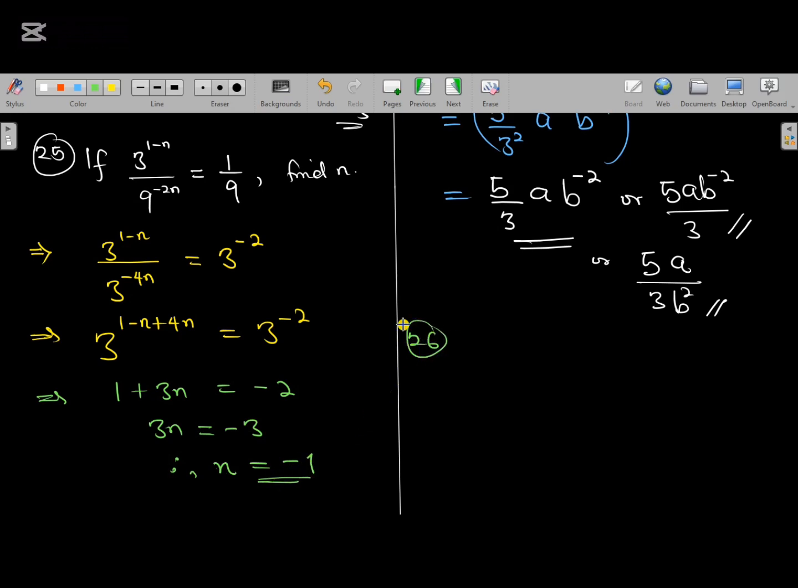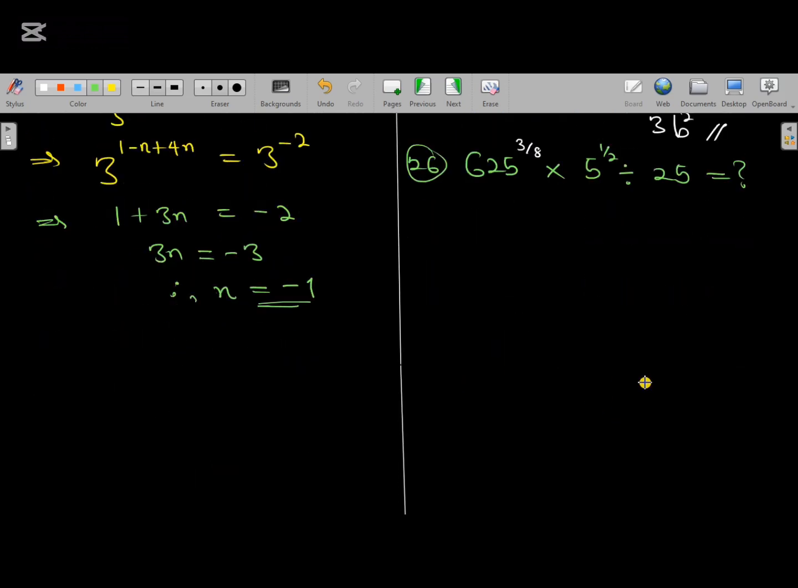So number 26. Okay, sorry, the last operation here is not multiplication, it is division. So here again I have something that looks like the exercises I've been giving you, and I would like you to also do this one. Of course it's very straightforward. 625 to the power of 3 over 8 times 5 to the power of 1 over 2 divided by 25. Everything here can be expressed in base 5, so you should be able to do that.